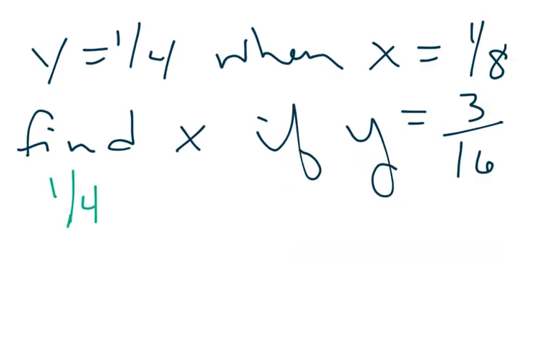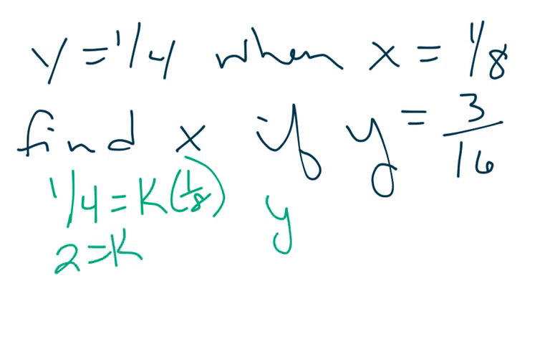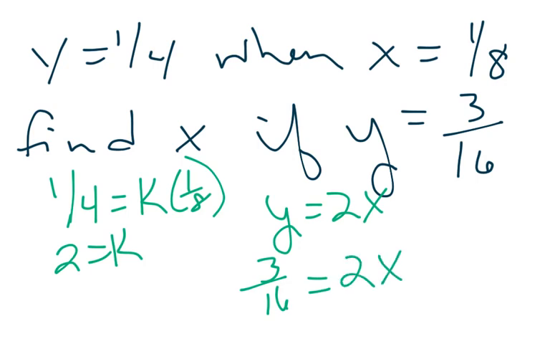1/4 is equal to k times 1/8. You would do 1/4 divided by 1/8 in your calculator using parentheses, and you would get 2 is equal to k. So y is equal to 2x. Put 3 over 16 in for y. And then you would take 3 divided by 16 in parentheses divided by 2. And 3 over 32 is equal to x.